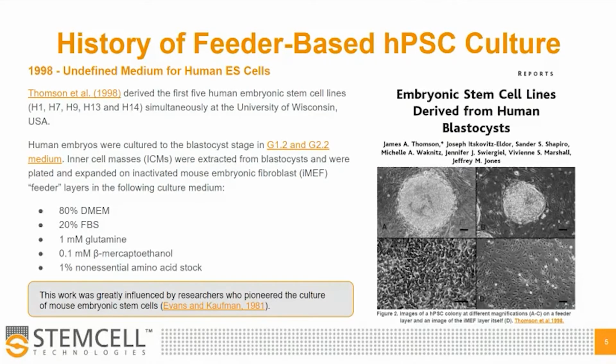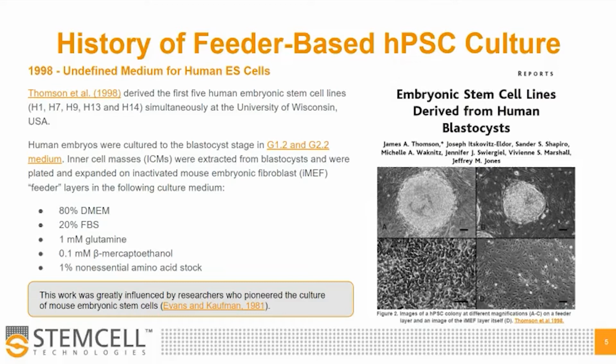In 1998, James Thompson and his colleagues at the University of Wisconsin derived the first 5 human embryonic stem cell lines, designated H1, H7, H9, H13, and H14. They did this by culturing human embryos to the blastocyst stage in G1.2 and G2.2 media.